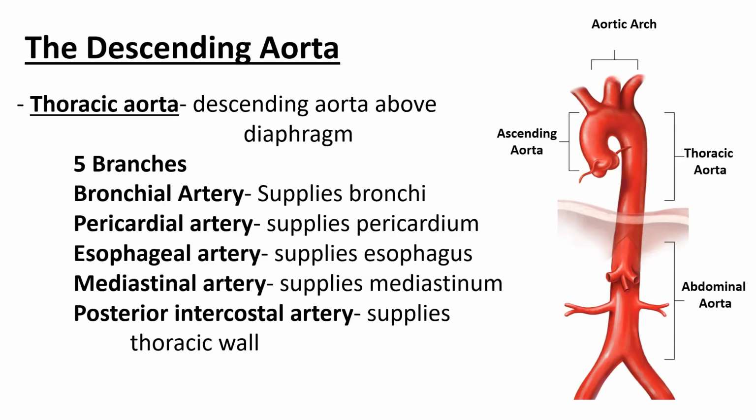So with our thoracic aorta, we've got 5 branches. The bronchial artery supplying the bronchi of the lungs. Pericardial artery supplying the pericardium that wraps around the heart. Esophageal artery is supplying the esophagus, mediastinal artery supplying the mediastinum itself, and then the last one is the posterior intercostal artery. Well, posterior means in the back, inter means between, costal means ribs. So this is on your back in between the ribs is where we're going to find this. So it's supplying pretty much the thoracic wall on your back, on that posterior surface of your body.